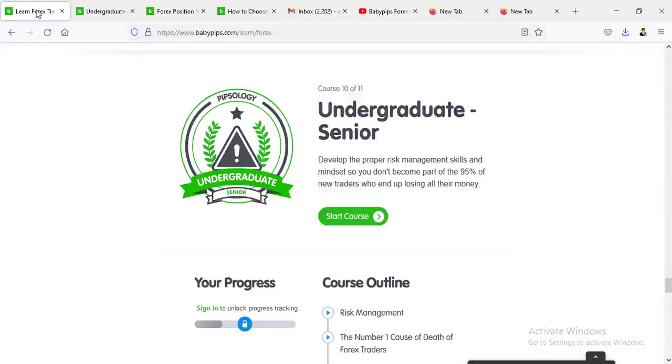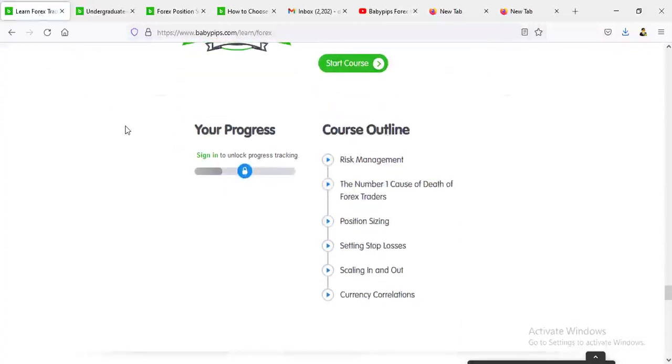For today we are still on course 10 of 11, Undergraduate Senior, and we've considered course outline number 1, risk management, course outline number 2, the number 1 course of forex traders, and we are now considering course outline number 3, position sizing.